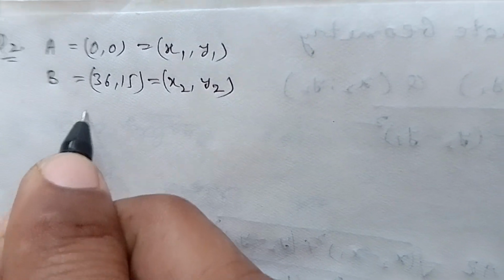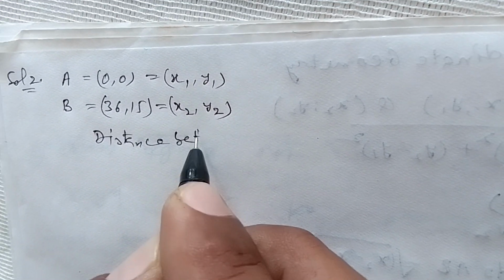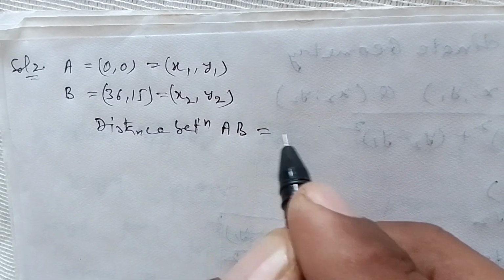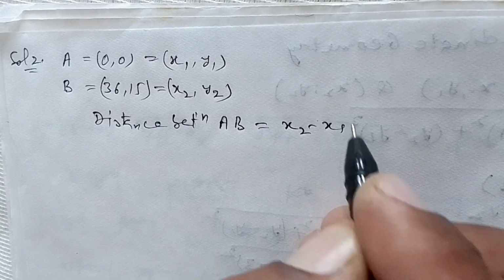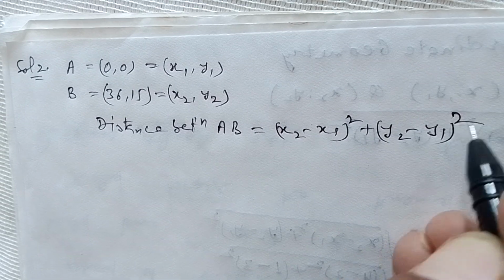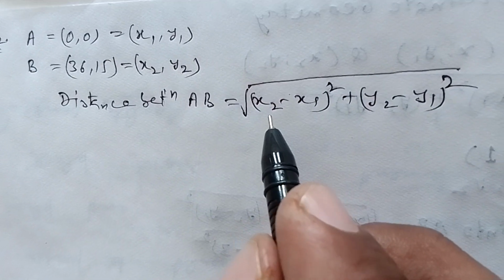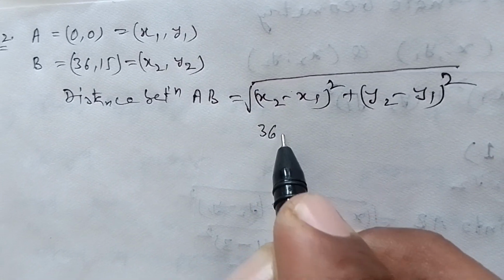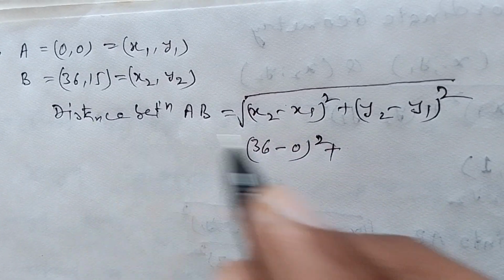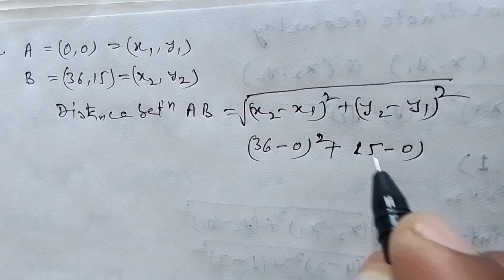So the distance between A and B can be calculated as the square root of (x2 minus x1) square plus (y2 minus y1) square. By putting in the values, x2 here is 36 and x1 is 0, so it will be this, and y2 is 15 and y1 is 0, that is this.